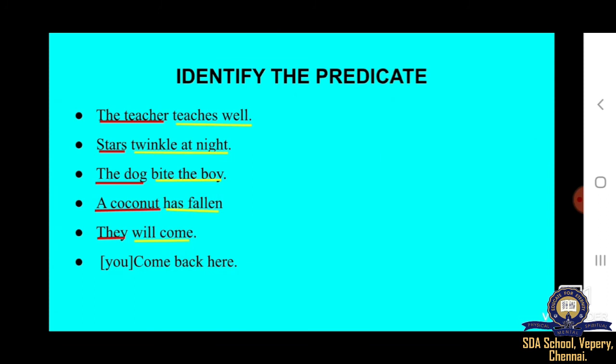And next sentence, come back here. Children, look at the sentence carefully. Here, the name of a person is not mentioned in this sentence. So, children, what should we do? Yes, we have to put you before the sentence. And now, what is the subject? You is the subject. And so the remaining part of a sentence is called predicate. So in this sentence, come back here is the predicate.